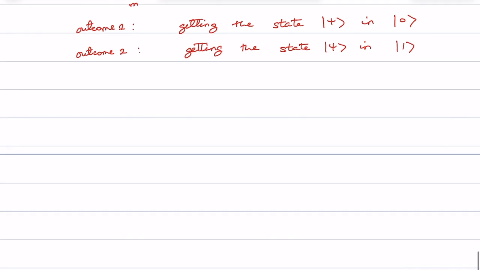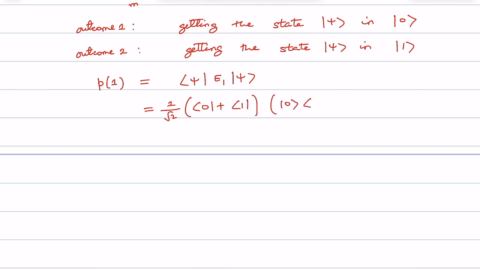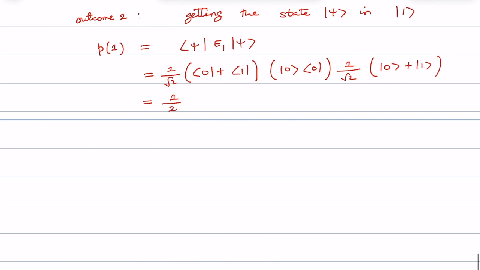Okay, and what about the corresponding probabilities? The probability of getting outcome one is given by this expression, and you can easily work it out. It's very trivial, but let me still work it out. It is 1 by root 2, ⟨ψ| is ⟨0| plus ⟨1| here, and E1 is this projector |0⟩⟨0|. And |ψ⟩ is 1 by root 2 times (|0⟩ plus |1⟩). As you can very easily see, this is going to be equal to simply half. Similarly, you can make out that the probability of getting the second outcome is also half.